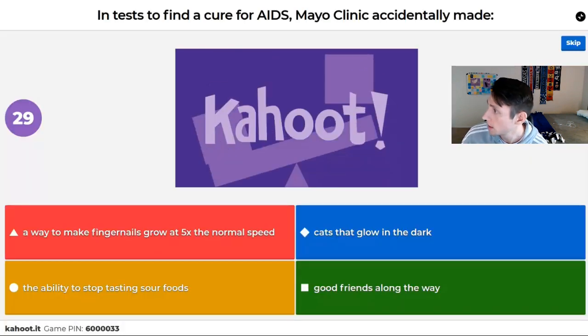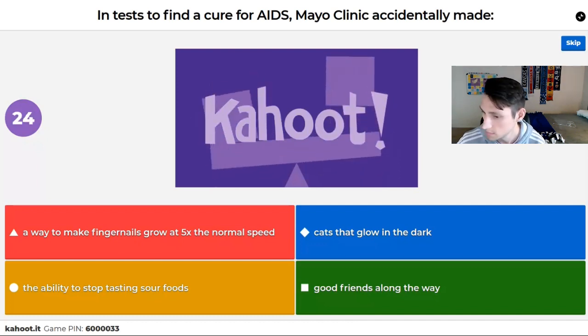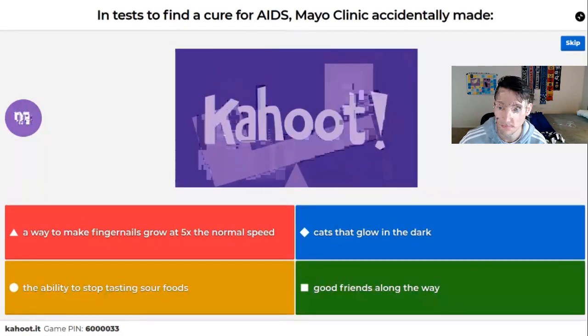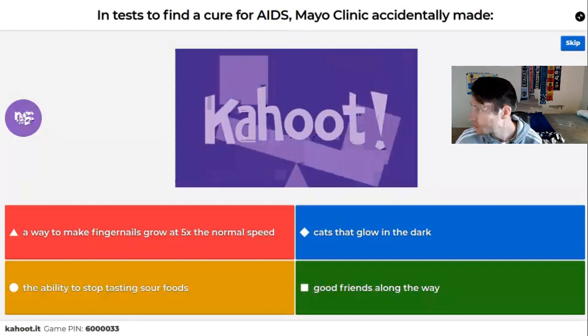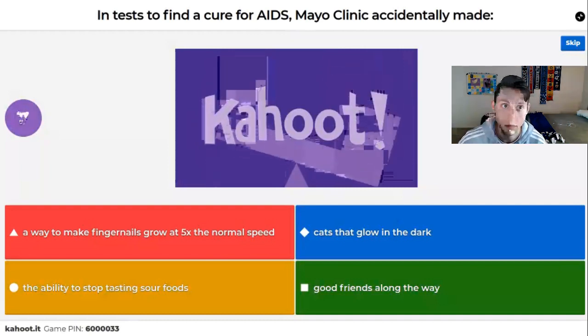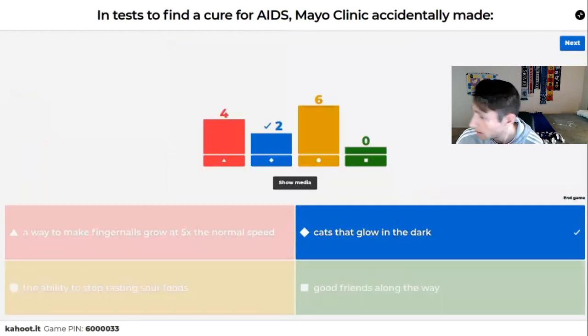In tests to find a cure for AIDS, the Mayo Clinic accidentally made, what did they accidentally make? They accidentally made cats that glow in the dark. Kind of fun. Wow, come on. Nobody selected good friends along the way.